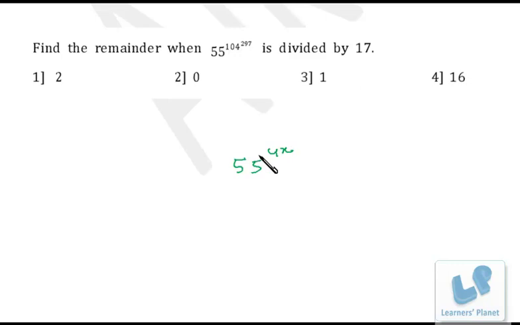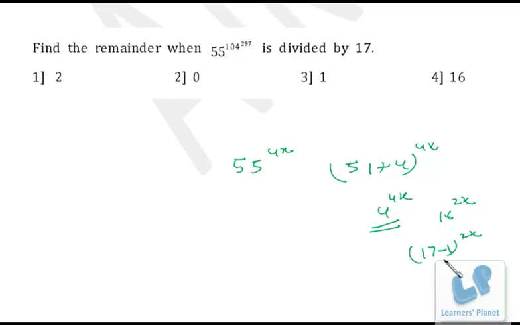Now 55, if we divide by 17, the remainder will be 4, right? 17 3s are 51. So this can be written as 51 plus 4 raised to 4x. So the remainder will be 4 raised to 4x, if we divide the expression by 17. Now 4 raised to 4x can be written as 16 raised to 2x. Now 16 can be written as 17 minus 1 raised to 2x. That means if we divide the expression by 17, the remainder will be minus 1 raised to 2x, and minus 1 being an even power, the remainder will be 1.